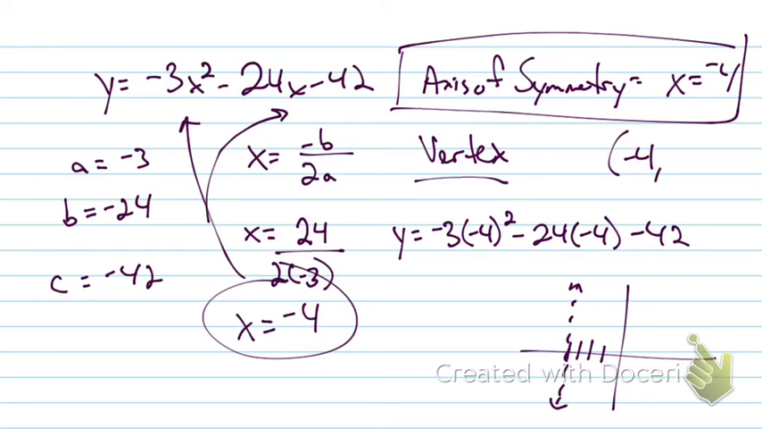So should I do this whole thing in my head? Let's do it. If I get it right, I'm doing a Ric Flair woo. You'll know it when you hear it. All right, let's do it. Negative 4 squared is 16. 16 times negative 3 is negative 48. Negative 48 plus 96. Am I allowed to do that? Negative 48 plus 96 is 48. Minus 42 is 6.